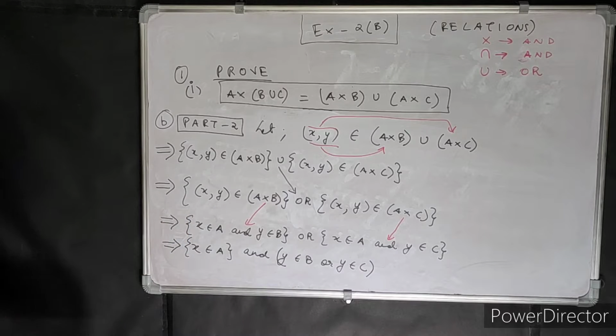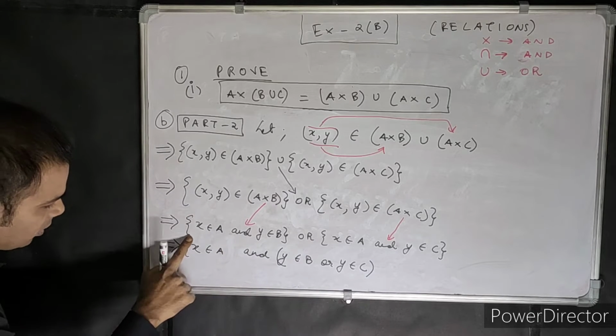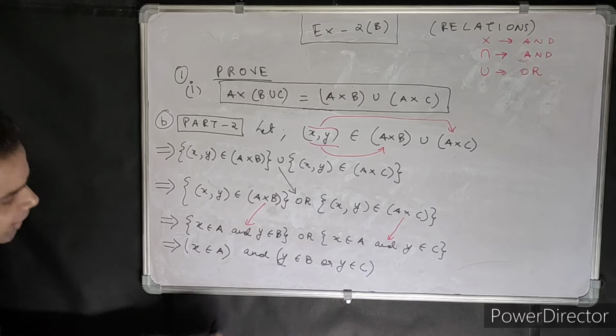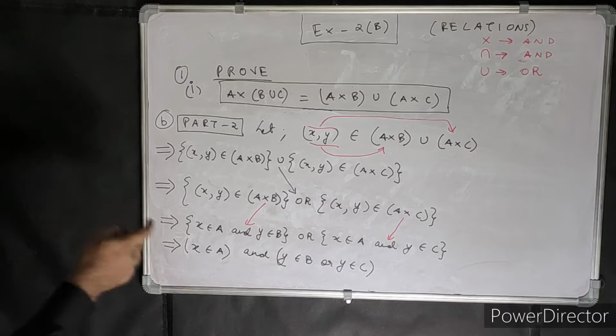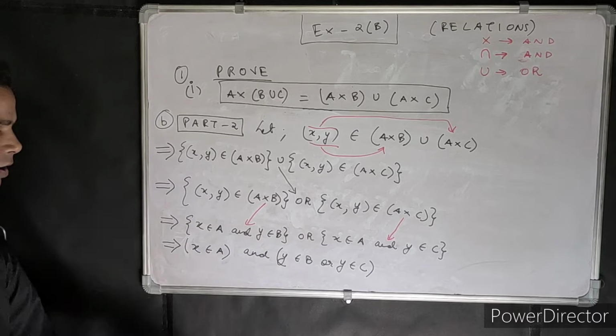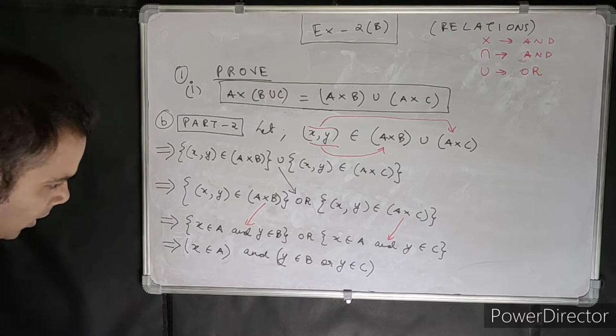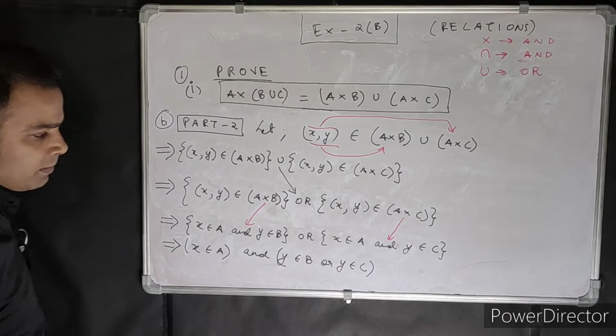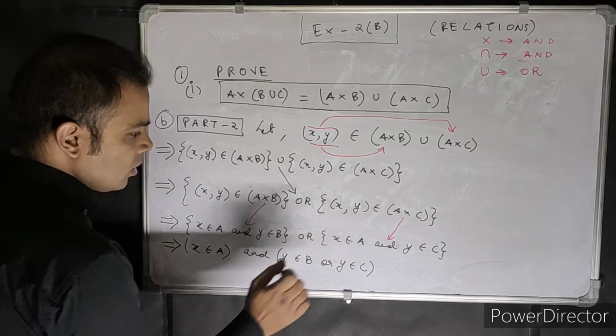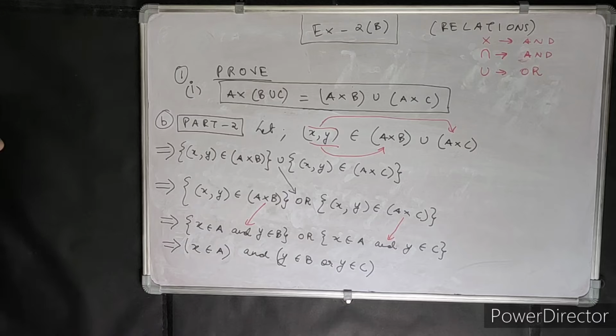Put this bracket, don't put curly bracket. Put this bracket, because now you can put this bracket. You don't need curly brackets. Okay, here also you could have put the round bracket. So what did I do over here? I took this as common, that is X belongs to A.